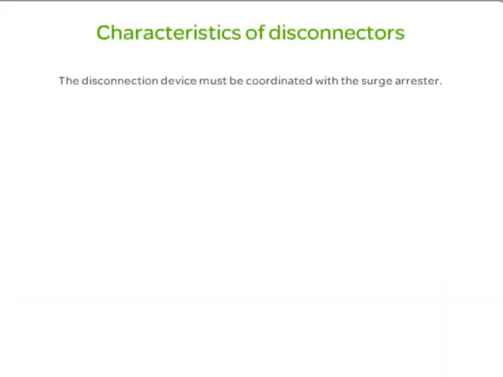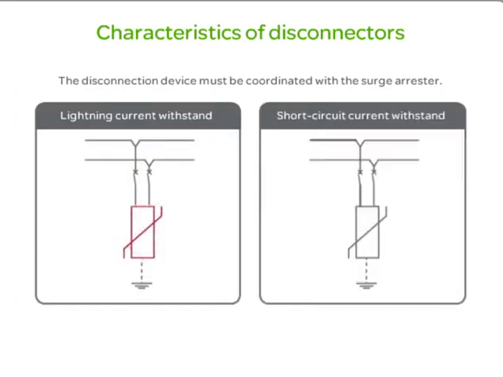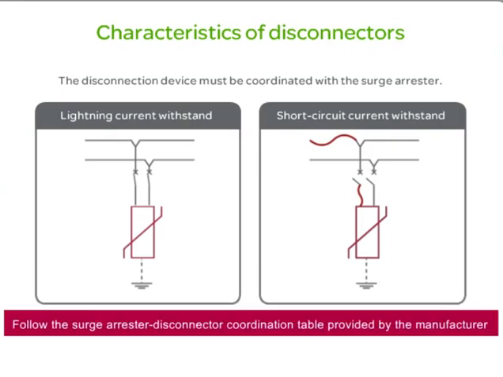Disconnectors must be fully coordinated with surge arresters. They are sized according to two constraints: lightning current withstand and short circuit current withstand. A poor choice of disconnector or poor coordination between the two devices can be hazardous. In this module, you may discover the coordination table for the different Schneider Electric range surge arresters and disconnection circuit breakers. Click the two constraints to review the animation sequence.